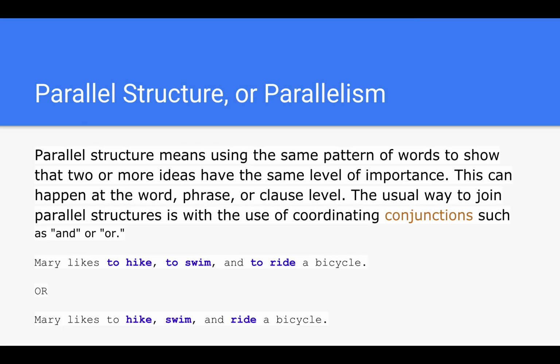Parallel structure, or parallelism, is using the same pattern of words to show that ideas have the same level of importance. So, Mary likes to hike, to swim, to ride a bike, or Mary likes to hike, swim, and ride a bicycle. When we're having these kinds of series, we want to use the same phrasing or the same clause level.